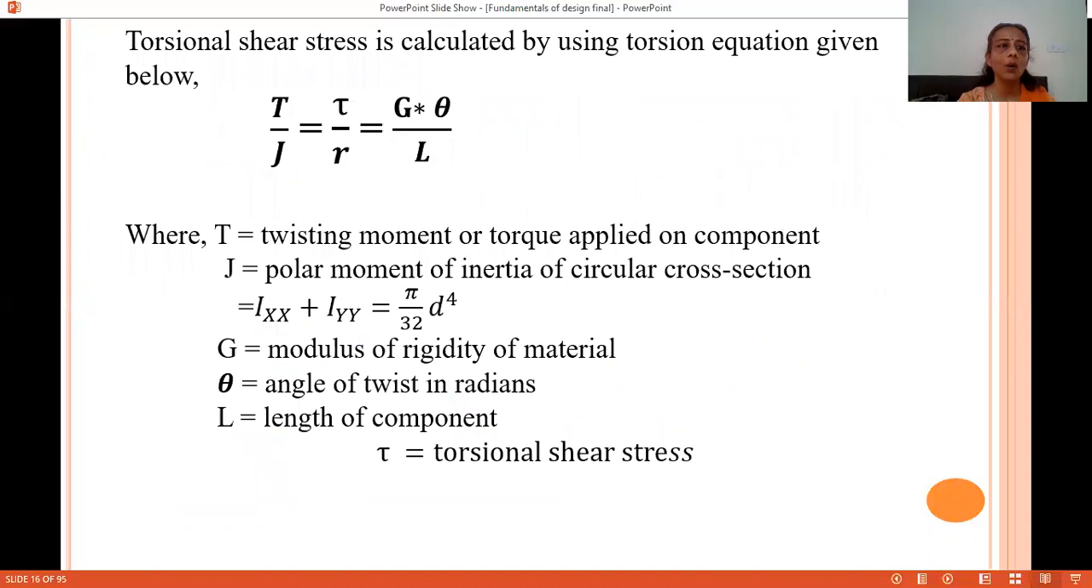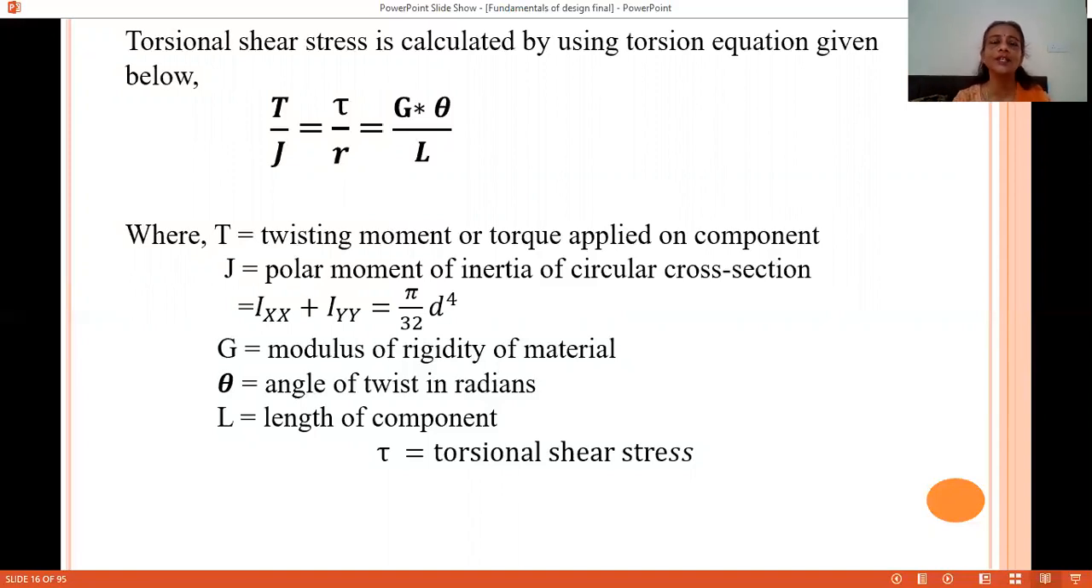Students, we will see now the equation of torsional shear stress. This we have studied in our prior subjects. This is the equation of torsion: T by J is equal to tau by R is equal to G theta by L, where T is the twisting moment, which is a torque applied on a component and unit is Newton mm. J is the polar moment of inertia, which is Ixx plus Iyy. For a circular shaft, it is pi by 32 d raised to 4. G is the modulus of rigidity, which is the ratio of shear stress to shear strain.